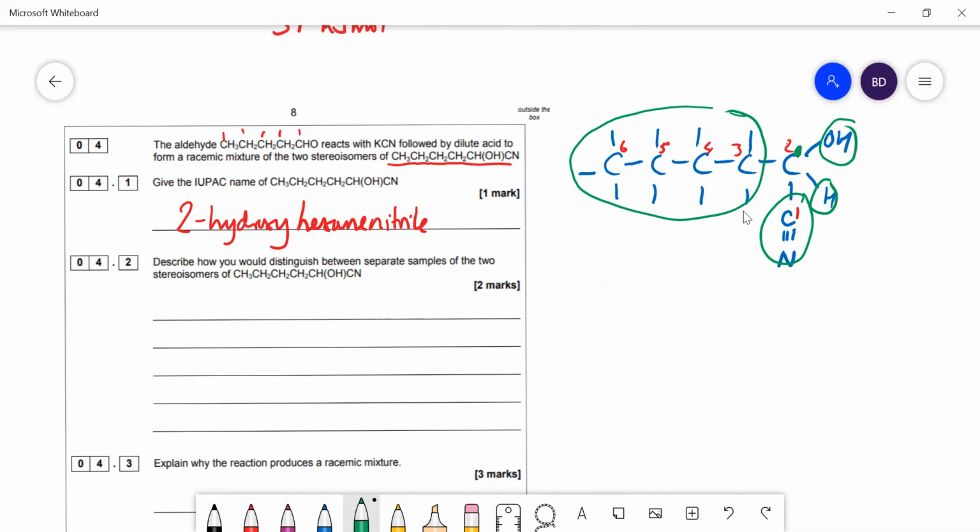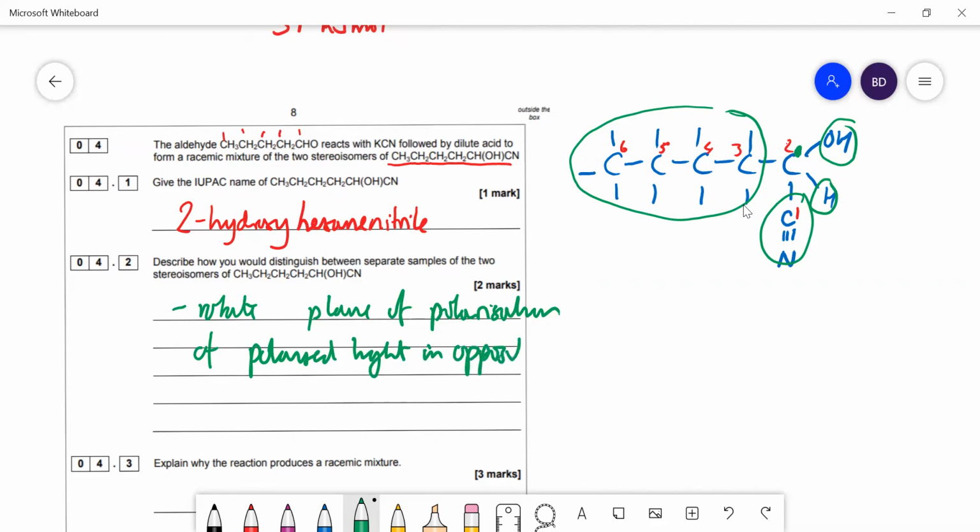How do you distinguish between 2 optical isomers? They will rotate the plane of polarization of polarized light in opposite directions. One will do it clockwise, one will do it anti-clockwise. Okay, explain why the reaction produces a racemic mixture.